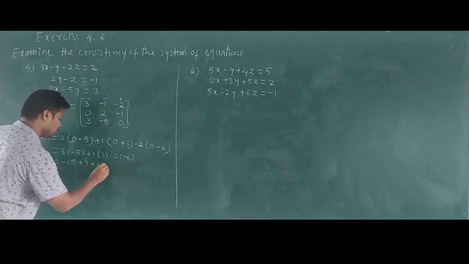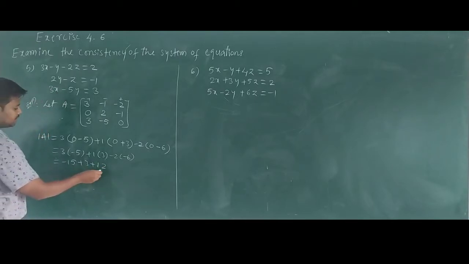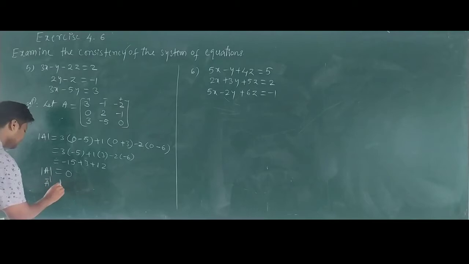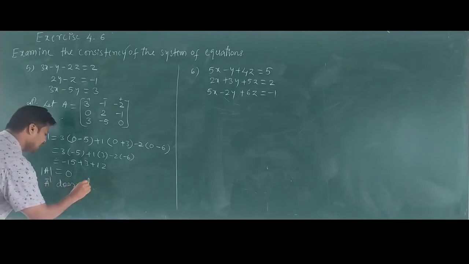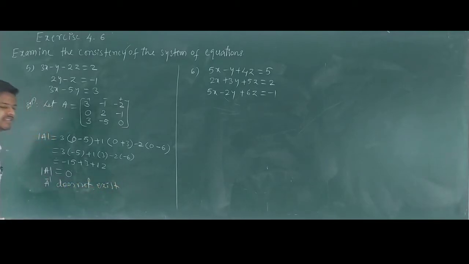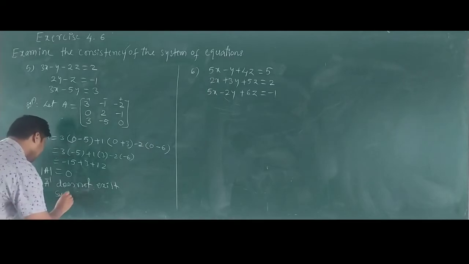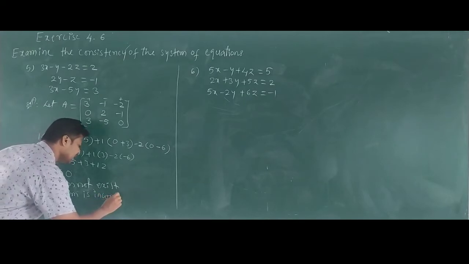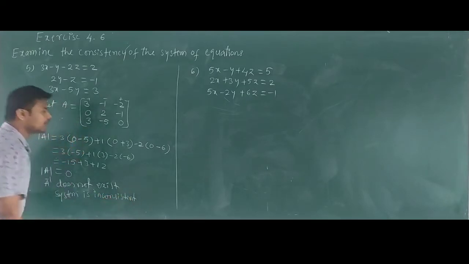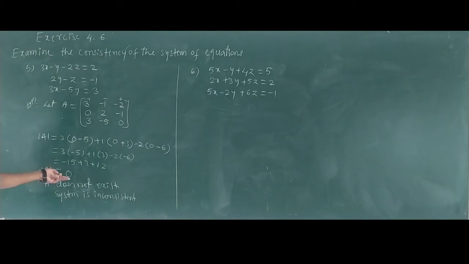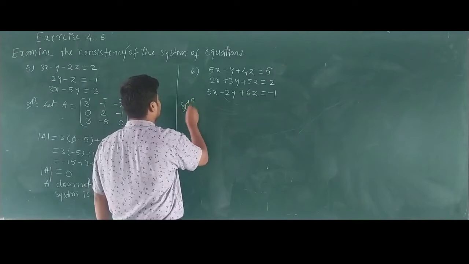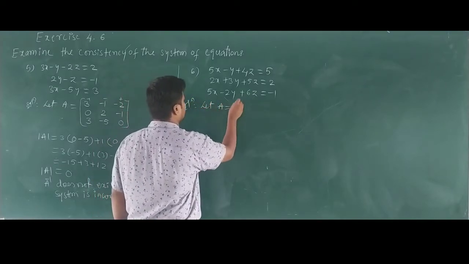plus 12. So minus 15 plus 3 plus 12 is 0, so determinant of A is 0, which means A inverse does not exist. A inverse does not exist means the system is inconsistent, okay, inconsistent because determinant of A equal to 0.